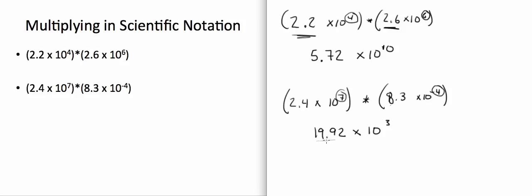But hopefully we see that this is too big, so we need to change it to 1.992 times 10. Because we moved the decimal spot to the left, that gives us an extra exponent, and we have times 10 to the 4th. So this is scientific notation.